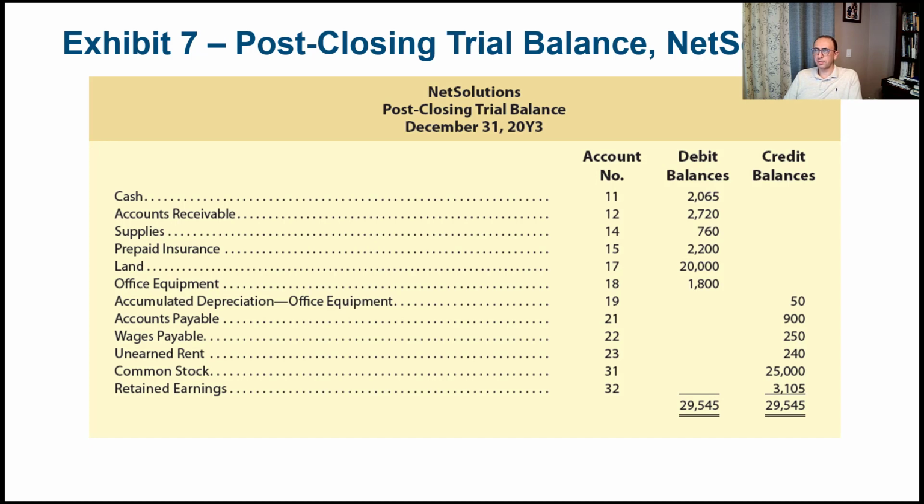The post-closing trial balance is much shorter than the others because it does not have any of the revenues, expense, or dividends accounts. As you can see, it only has assets, liabilities, and the equity accounts. But other than that, no revenues, no expenses, no dividends. And of course, it's still balanced. The debit side matches the credit side.